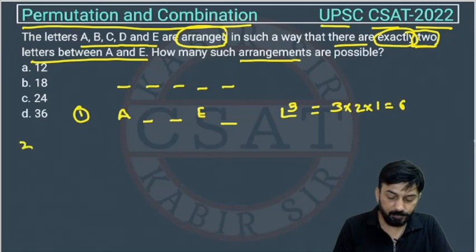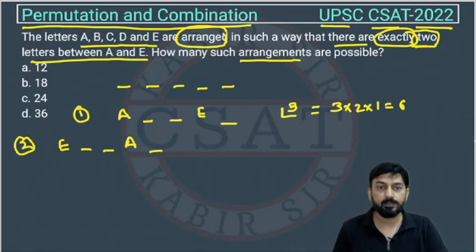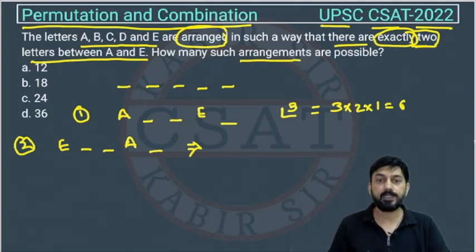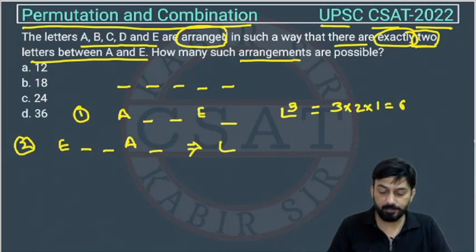The second possibility is that E is here and A is here. This is also possible. Right. So in this case, what will happen? Again, there are 3 places. So 3 letters can be arranged in 3 places in factorial 3 ways. So this will be factorial 3. So this will again be 6.